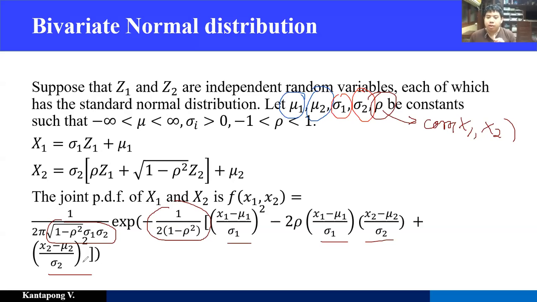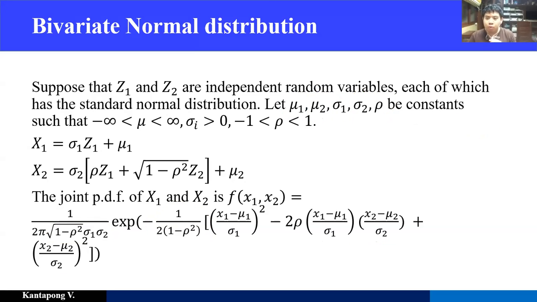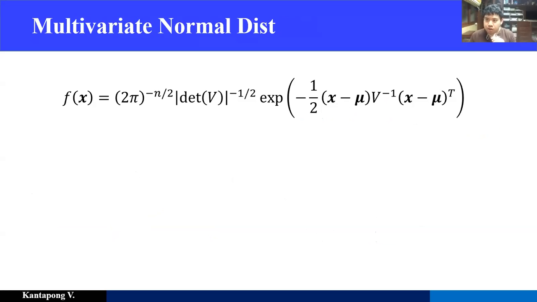But how about if we want to talk about 3, 4, or 5 or n variables? It's a mess or impossible, right? So usually when we talk about more than one variable, normal distribution, let's say bivariate or the multivariate, we talk about it in terms of the vector, in terms of the matrices.